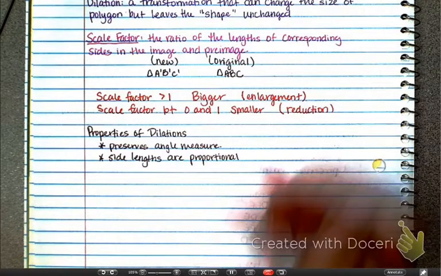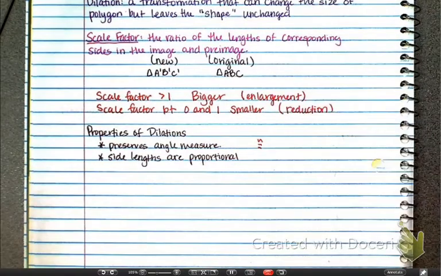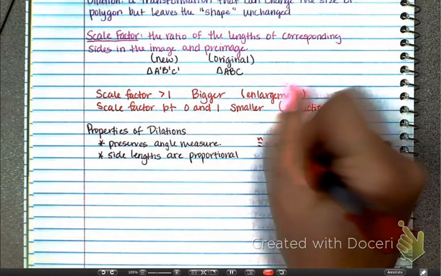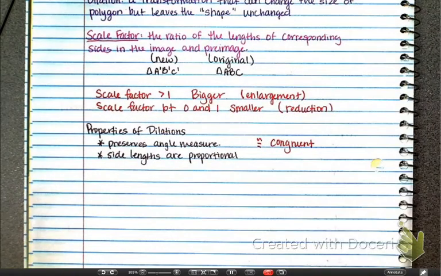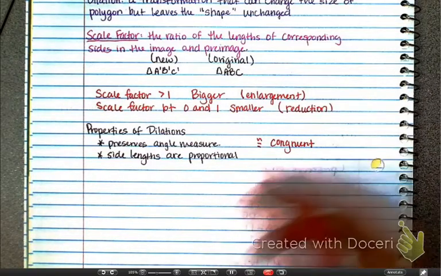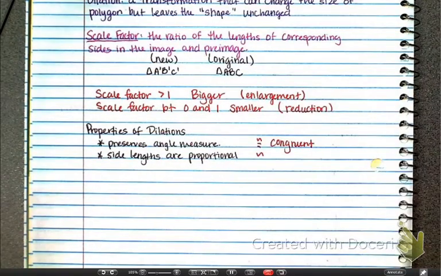What is this symbol? Congruent. So all angles are going to be congruent, no matter what happens to our figure, whether it gets bigger or smaller. No other class knew this. Let's see if you know this symbol.